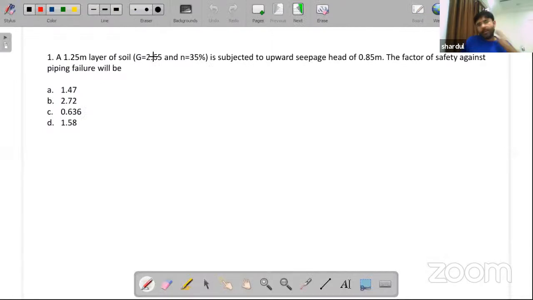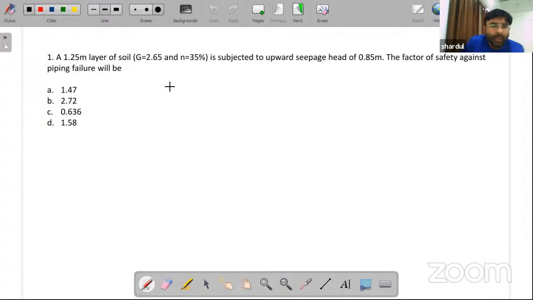in this quiz. So the first question was something like this. A 1.25 meter layer of soil, which has a specific gravity of 2.65 and a porosity of 35%, is subjected to an upward seepage head of 0.85 meter. The factor of safety against the piping failure will be. You have to find out the factor of safety against the piping failure.